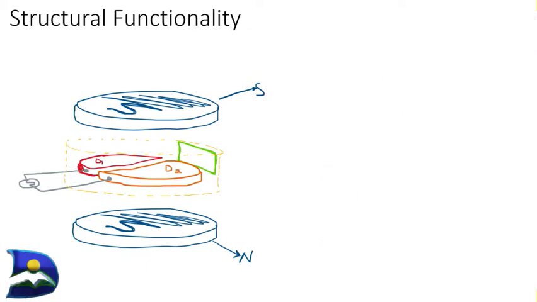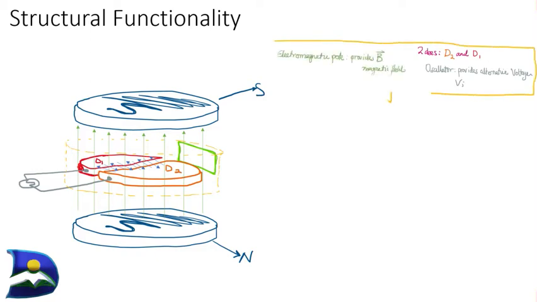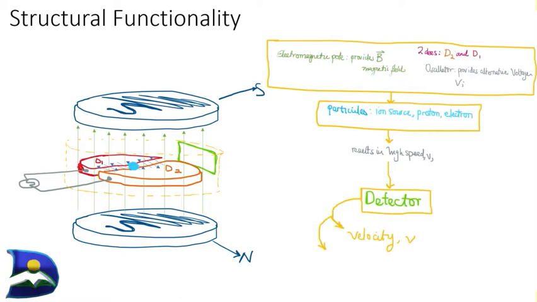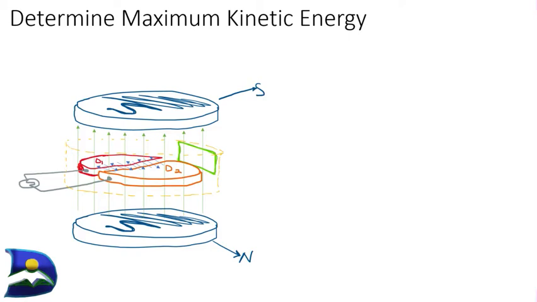Looking closely at this structural functionality, we see that the two Ds, with the oscillator, work alongside the electromagnetic poles to influence the particle motion we are going to focus on. The conclusion is that a high speed is generated by the particle when it is in the combination of both the electromagnetic poles and the two Ds, and this high speed is detected by a detector. This measures both the velocity of the particle and finally the kinetic energy, which is represented as K max.